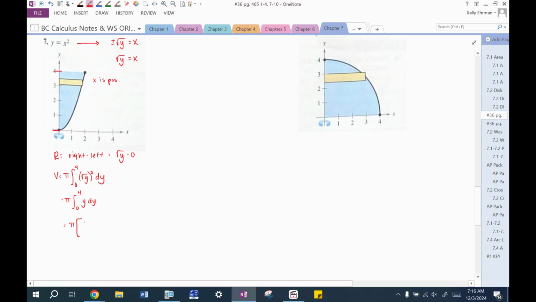The antiderivative of y is y squared over 2. And if I plug in 4, I get 16 over 2 minus 0, so that's 8 pi for this volume.